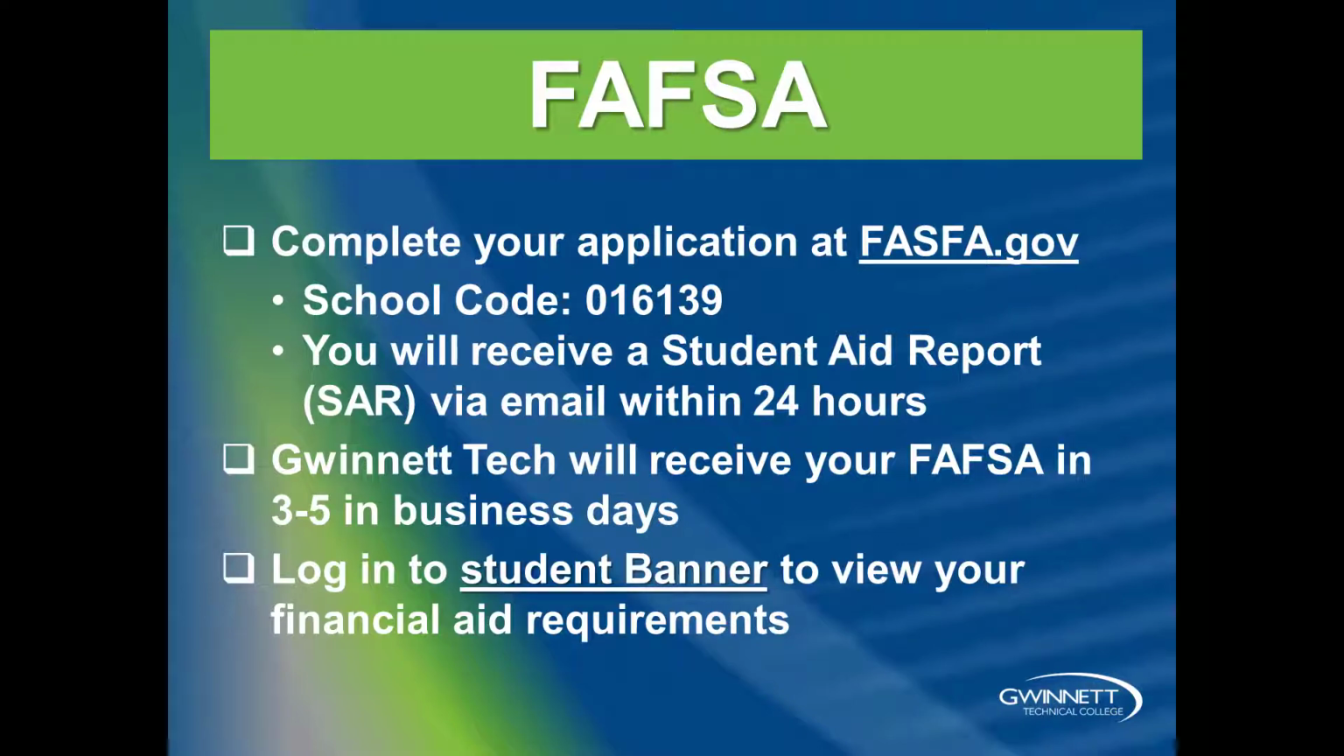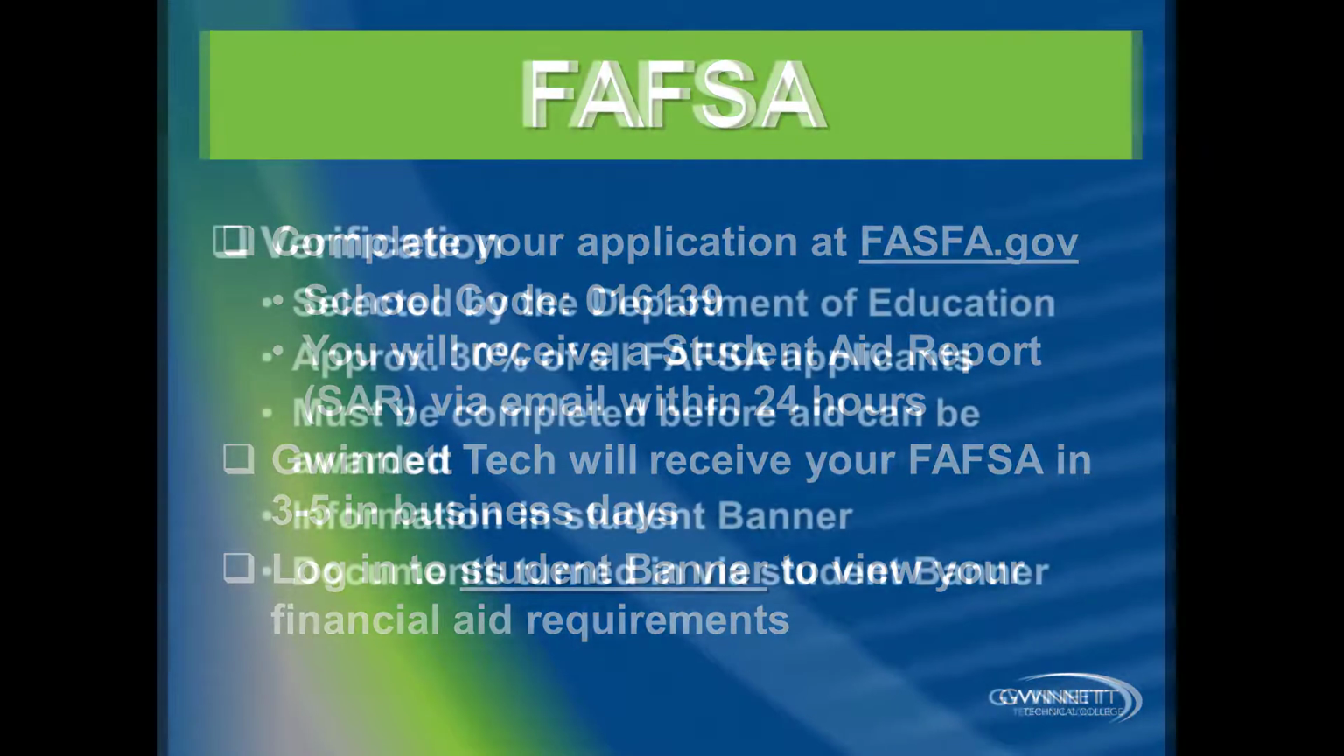If you provide an email for contact when completing the FAFSA, you will receive your student aid report in 24 hours. If no email was provided on the application, the student aid report will be sent to the mailing address you included. Our financial aid office will receive the information in 3 to 5 business days. This is not an instant transfer of information. All financial aid requirements are listed in your student banner account in the financial aid area.